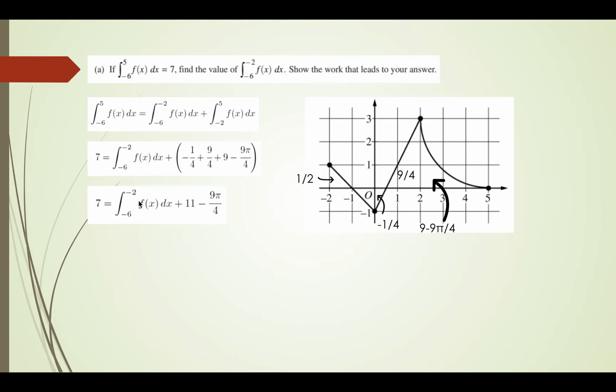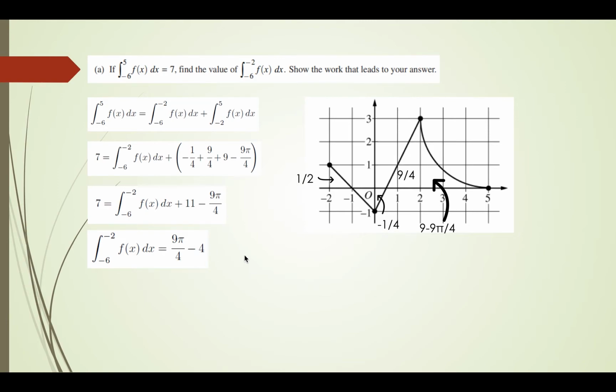And then since the integral from -6 to -2 is what I'm trying to find, I need to isolate that. So I'm going to take the -9 pi over 4 and add it to the other side, which would make it +9 pi over 4. And then I'm going to subtract 11. So 7 minus 11 is going to be -4. And that gives me my answer. So it's going to be +9 pi over 4 minus 4.